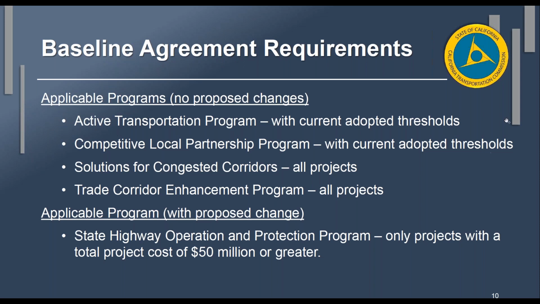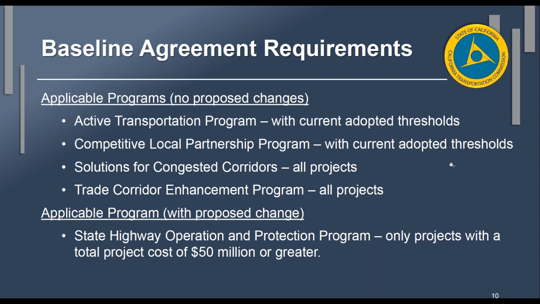Okay, all righty. So we'll go ahead and move on to slide number 10. And this is basically the thresholds that someone had asked about earlier. We are not proposing to change any of the guidelines with regard to thresholds for the active transportation program or the competitive local partnership program. So the thresholds that are currently in the guidelines remain. And for solutions for congested corridors and trade corridors, again, we're not proposing to change those, and those are all projects.